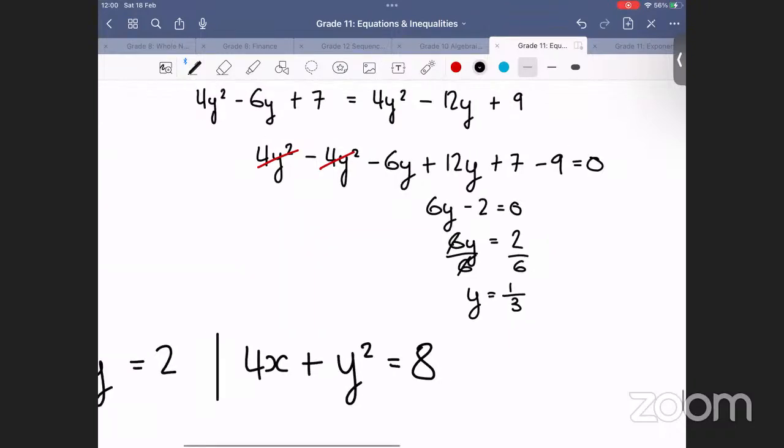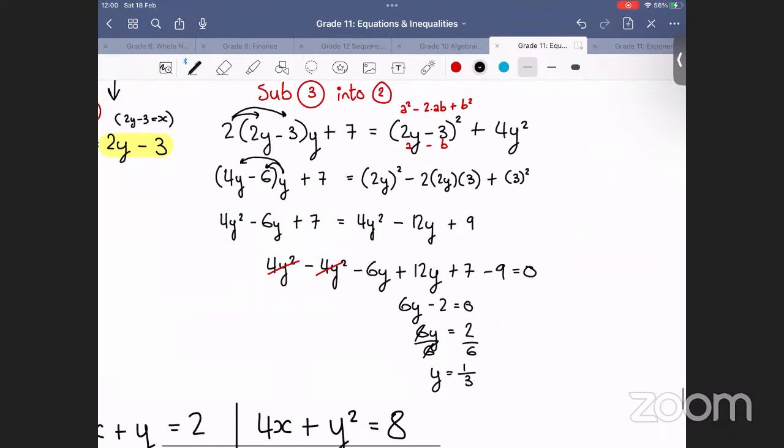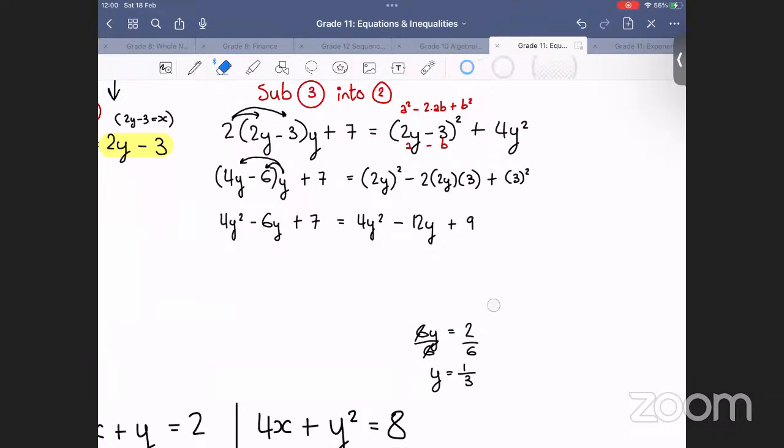Must still add the 4y squared. I'm going to cry. Sorry. Thank you. I knew it couldn't have been that easy.